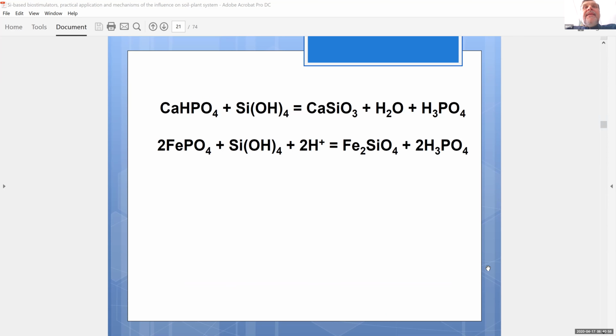And in addition, monosilicic acids can react with calcium, iron, magnesium, or aluminum phosphates and transfer plant-unavailable phosphate to a plant-available form.